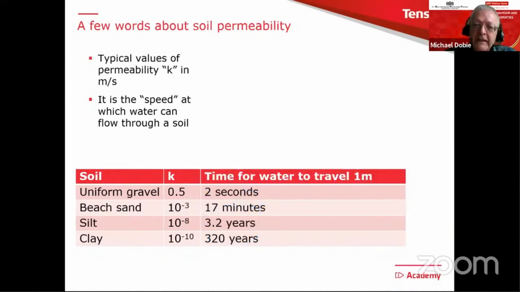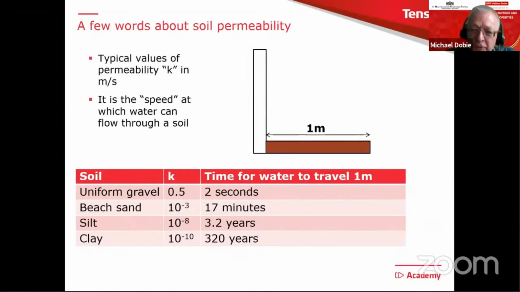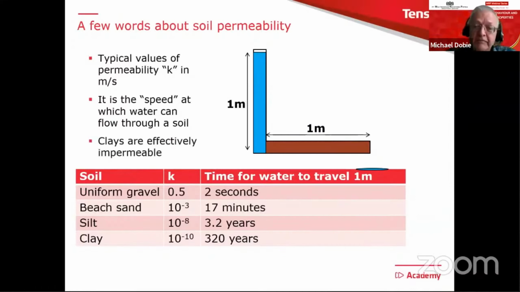So take that away. And basically, it's the time for water to travel 1 meter through this soil, but under certain conditions. So if I take a tube of the soil 1 meter long, and I place another tube full of water at one end of it, so the water can travel through the horizontal tube, and I let the water travel like this and drop out at the end, then the numbers there, those times, 2 seconds, 17 minutes, and so on, that's how long it would take. And you can see that in the case of a clay, over 300 years to travel through that sample. Of course, what this means is that clays are effectively impermeable.